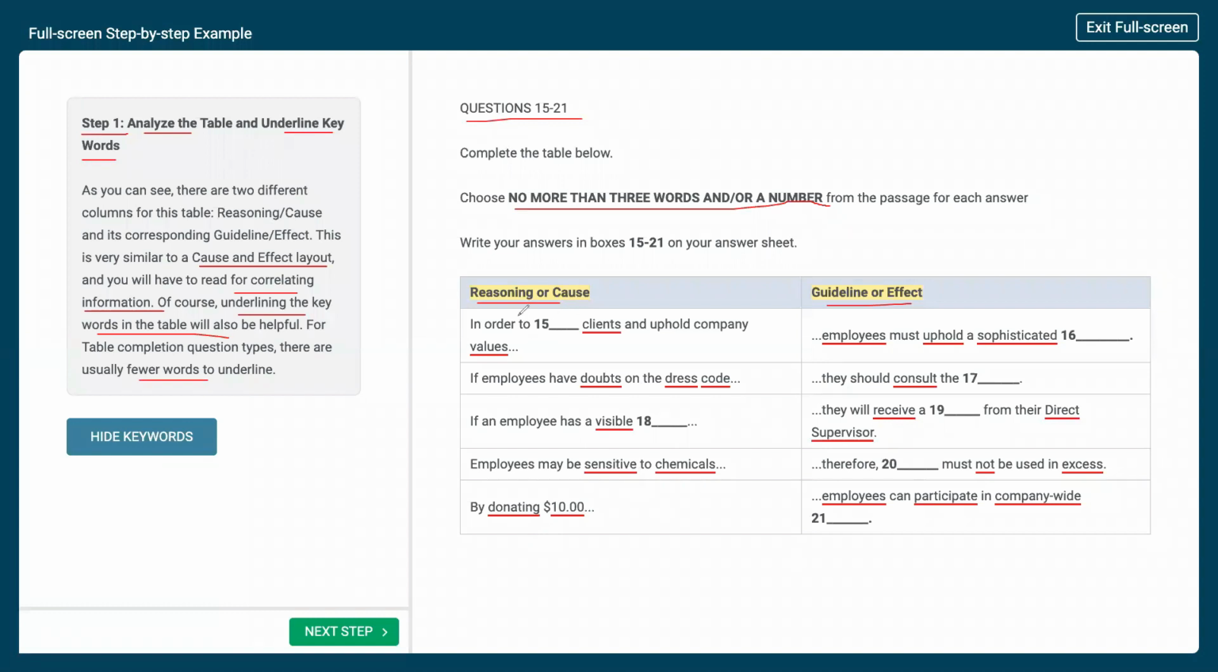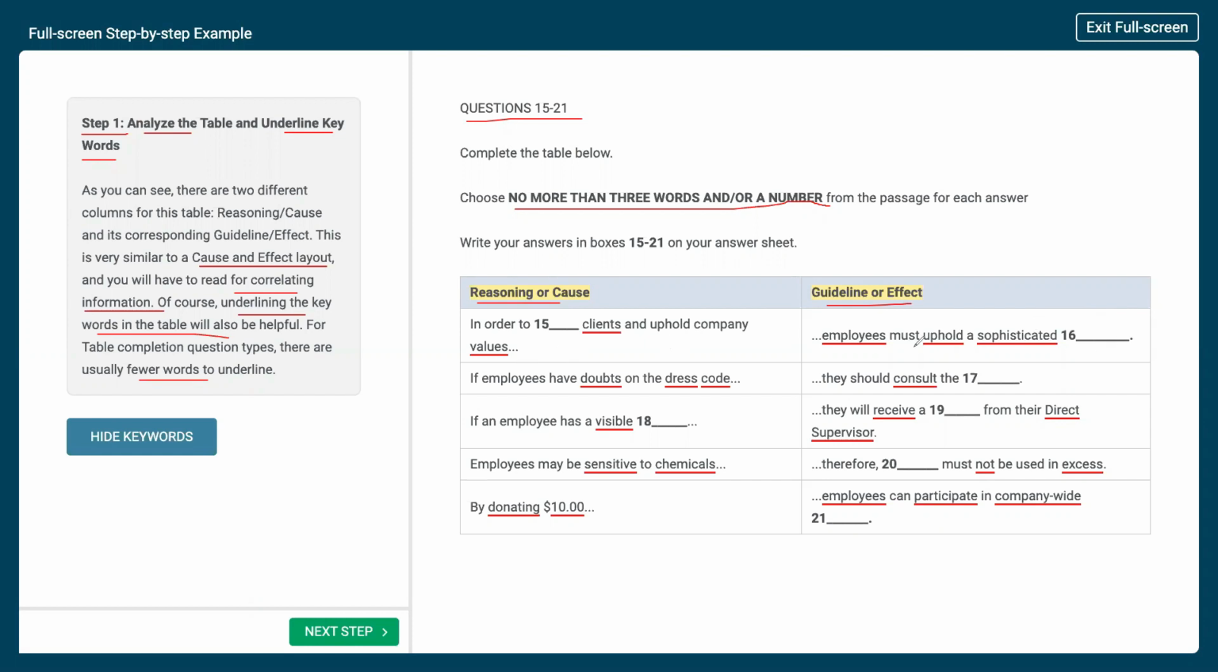And let's start with number 15. So we have clients and values. Obviously, the values correspond to this word uphold, but we're just looking for the main triggers that will call our attention in the passage. So we have clients and values. Now, in order to do this, we have these 3 dots. Employees uphold sophisticated something. Okay, so you see how sophisticated is pertaining to the word we're going to find.